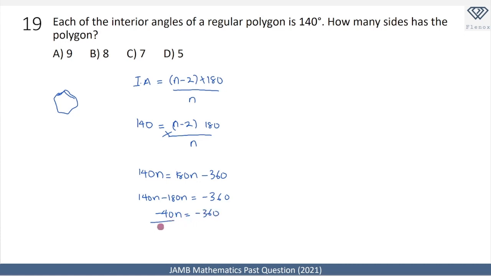And if I divide both sides by minus 40, I get what? n to be equal to 9. So we know that this is a 9-sided polygon. And what is that called? Yeah, I think it's called a nonagon. Yeah, so the correct option to this will be option A.